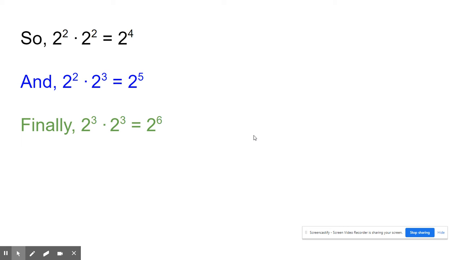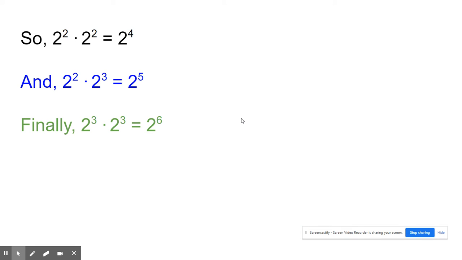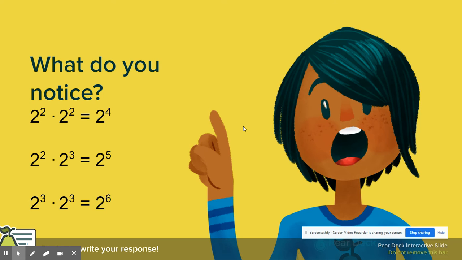Take a look at those right there. And again, if you were doing this on a pair deck, you would tell me, what do you see about those? What do you notice? And hopefully what you notice is 2 squared times 2 squared is 2 to the 4th. 2 squared times 2 cubed is 2 to the 5th. And hopefully you've noticed you're taking those exponents and adding them. If you have the same base, you just add the exponents.